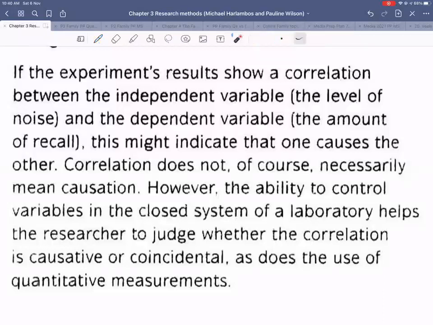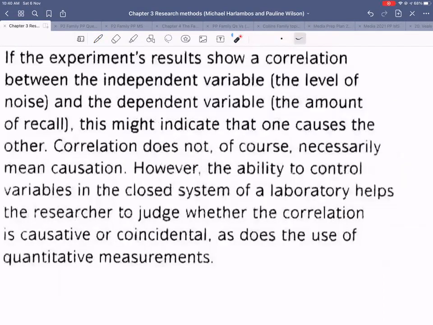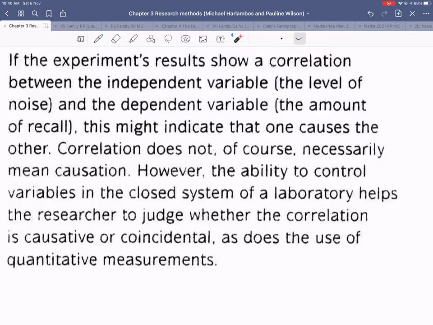If the experimenter's results show a correlation between the independent variable, that is the level of noise, and the dependent variable, the amount of recall, this might indicate that one causes another. Now, over here, you need to understand the difference between the terms correlation and causation. Correlation, my dear, let me highlight it for you. Correlation is when there is a relationship being found between two variables, right? Which does not necessarily mean causation. Correlation alag hota hai, causation alag hota hai.